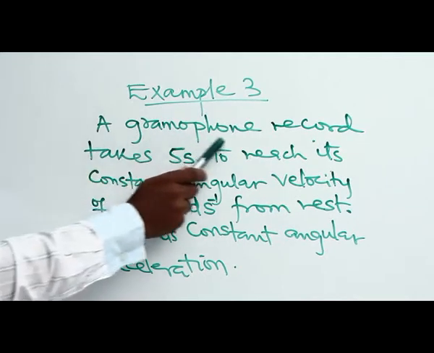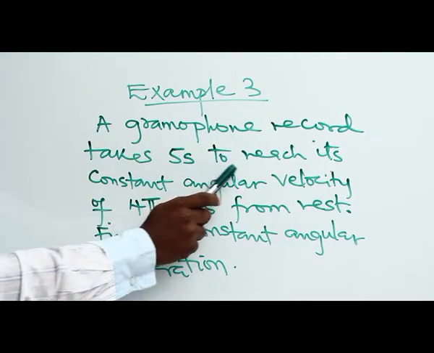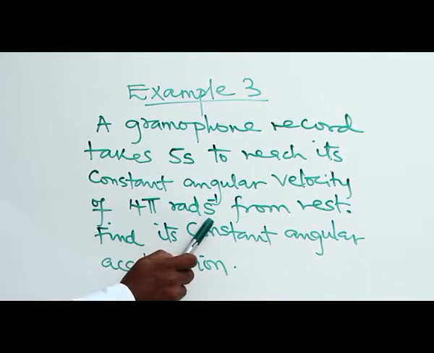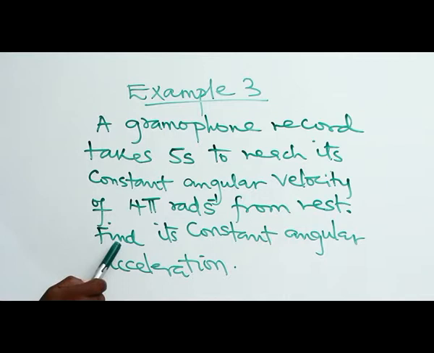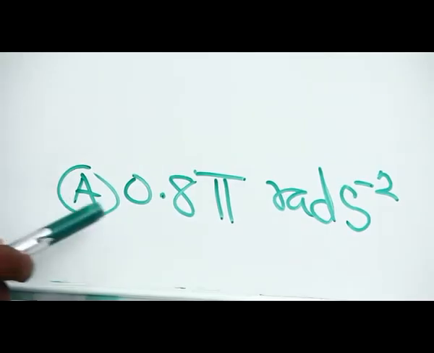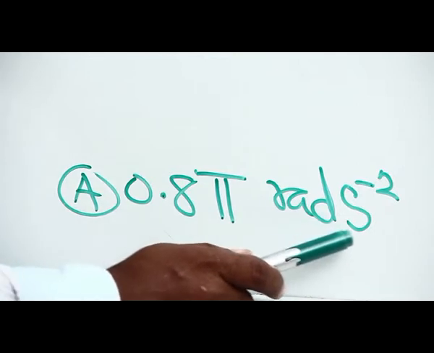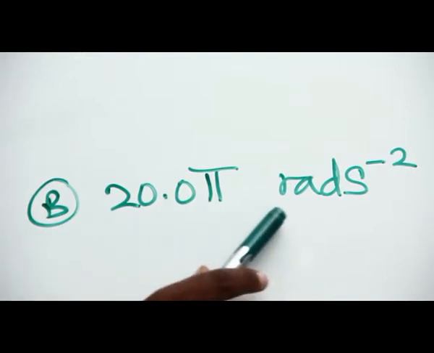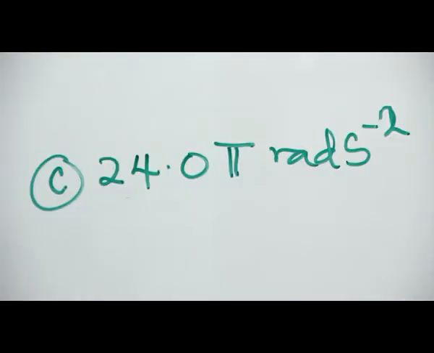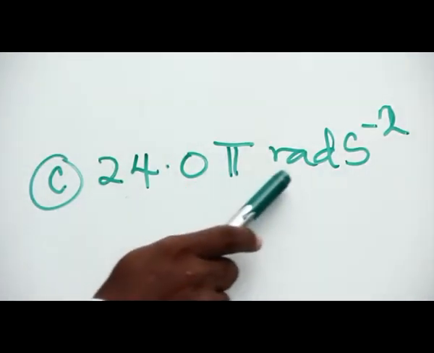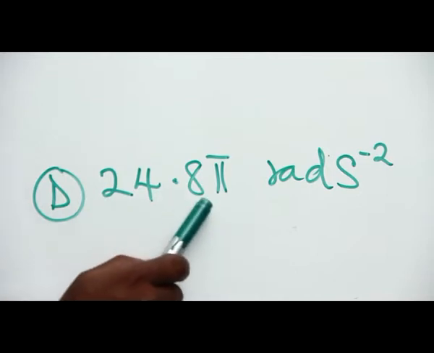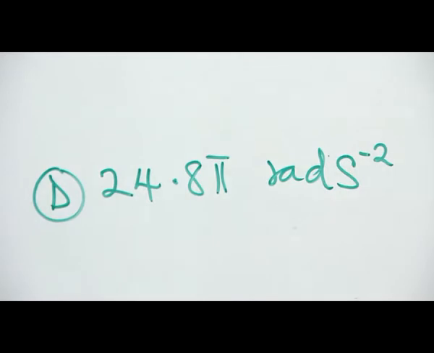Example 3. A gramophone record takes 5 seconds to reach its constant angular velocity of 4 pi radian per second from rest. Find its constant angular acceleration. Option A, 0.8 pi radian per second squared. B, 20.0 pi radian per second squared. C, 24.0 pi radian per second squared. And D, 24.8 pi radian per second squared.